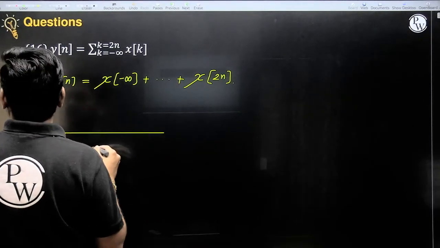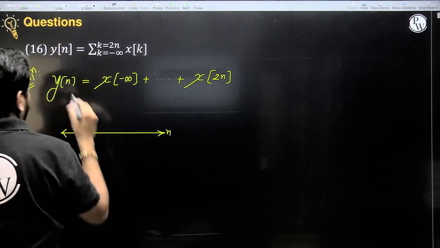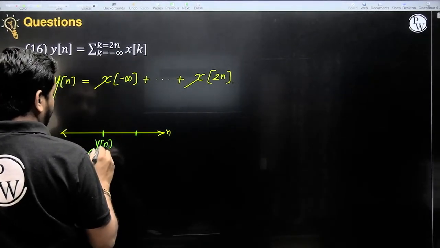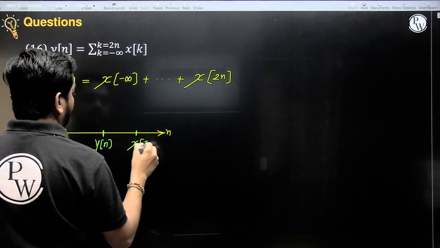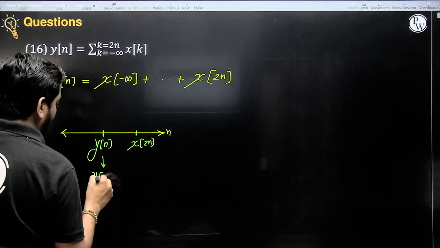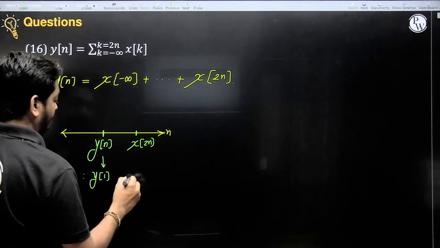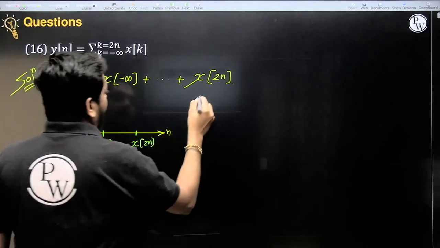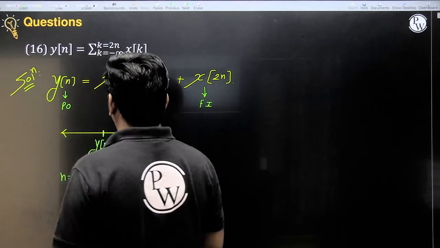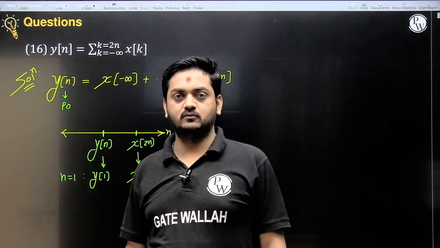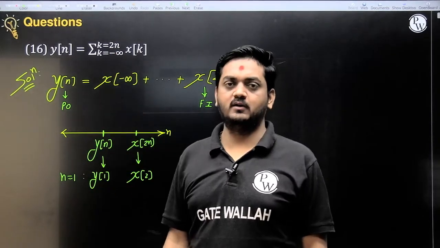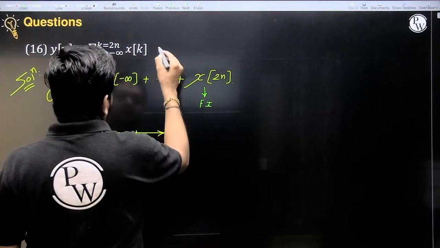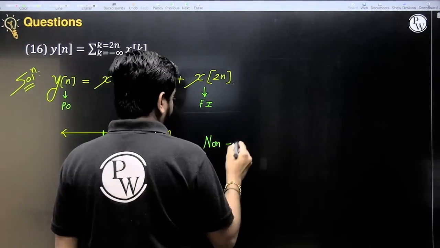If n is there in y of n, then x of 2n will be here. N equal to 1, then it is y of 1. N equal to 2, then it is x of 2, guys, correct? Say for example, n equal to 1, that will be y of 1, and it will be x of 2. So this is the present output, and this is your future input. So in this case, whether 2n or n by 2, a time scaling operation is performed on the variable n. So that's why the given system is said to be non-causal.